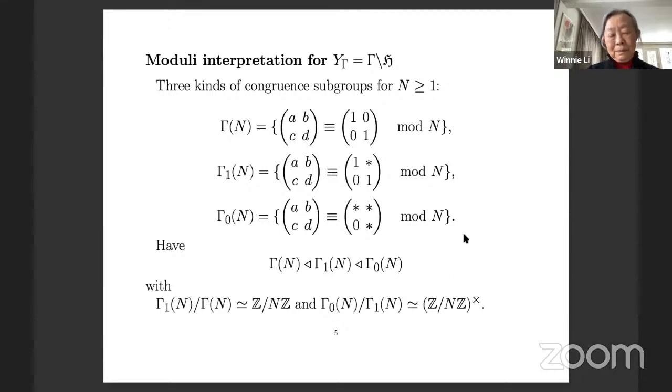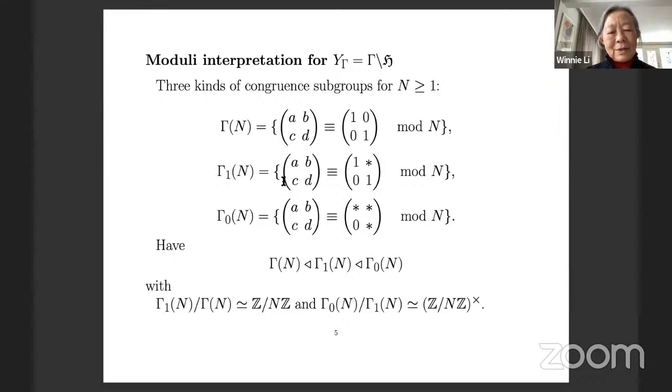So next, I would like to give a modular interpretation for the affine curve Y gamma, so without cusps. For the congruence subgroups, usually one considers three kinds. One is the principal congruence subgroup, gamma of n. The matrix is congruent to identity mod n.